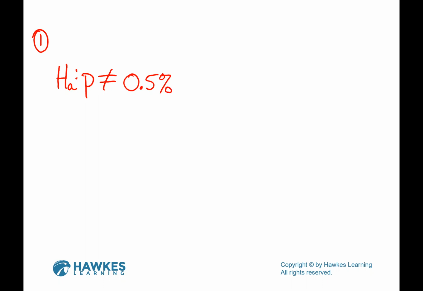To make it easier on ourselves and our calculators, we need to change that to a decimal. So as a decimal, that would be 0.005. So our null hypothesis would be that P does equal 0.005.